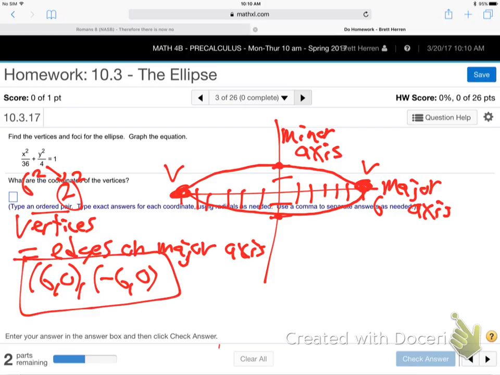Does that make sense so far? Are we good? You guys got that down? Can I flash away from that picture? Now, we're going to find the foci. You guys got that copied down? Can I go to a fresh screen on that? Let's find the foci.